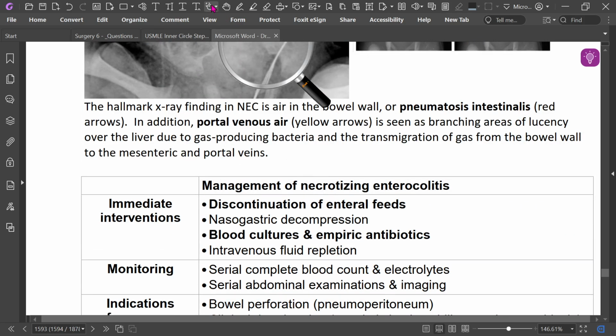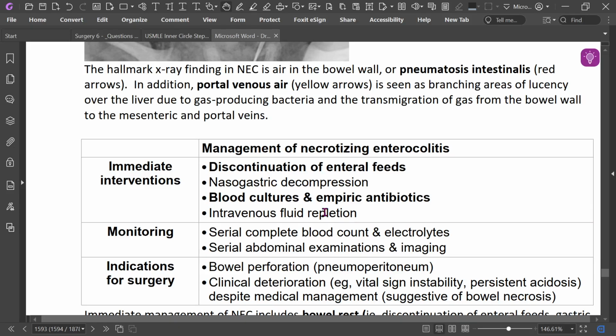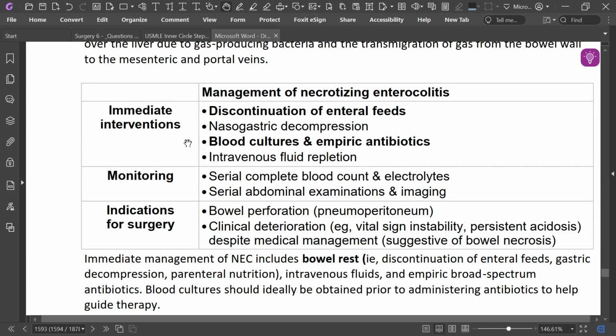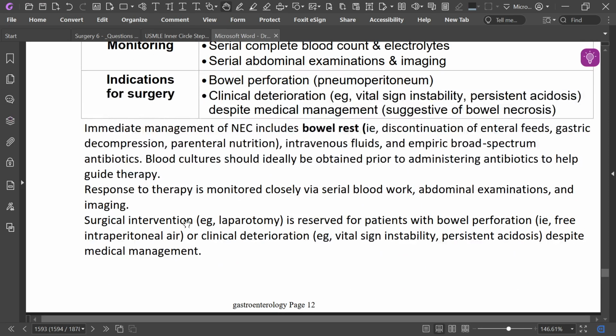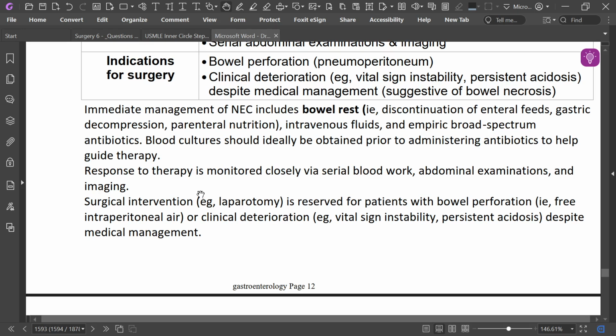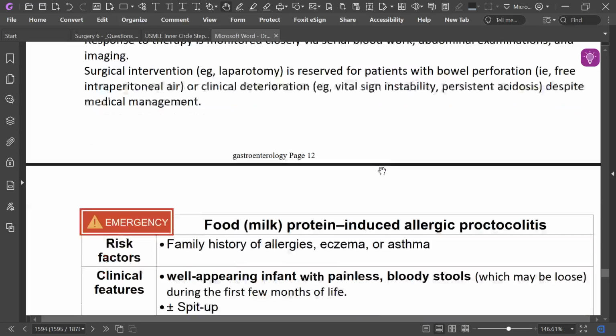Management of necrotizing enterocolitis: discontinue enteral feeding, nasogastric decompression, blood culture and empiric antibiotics, IV fluid repletion, serial complete blood count, electrolytes, serial abdominal examination and imaging. Bowel perforation, pneumoperitoneum, clinical deterioration, vital sign instability, or persistent acidosis despite medical management suggests bowel necrosis. Immediate management of NEC is bowel rest and empiric broad-spectrum antibiotics. Response to therapy is monitored via serial blood work and abdominal examination. Surgical intervention is reserved for bowel perforation.